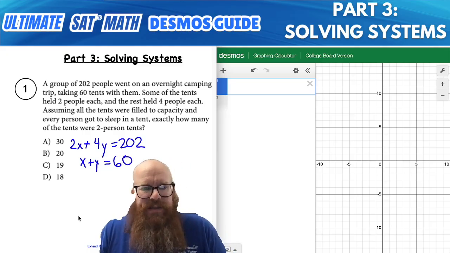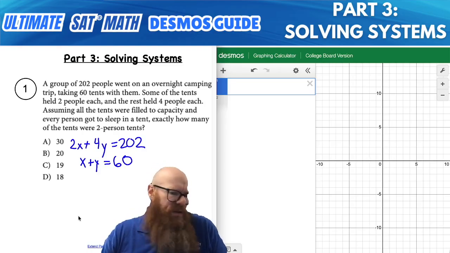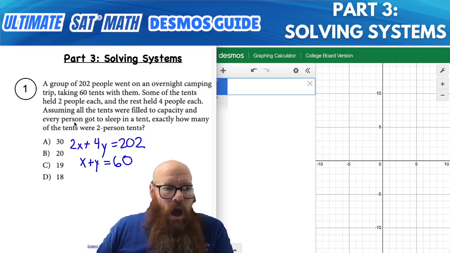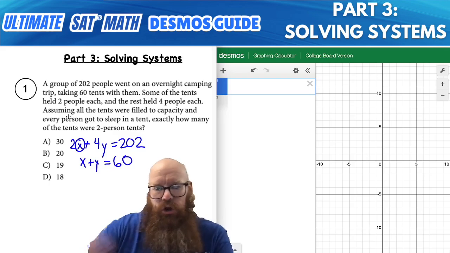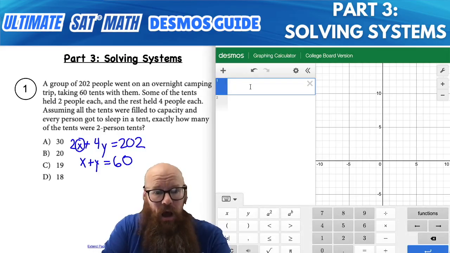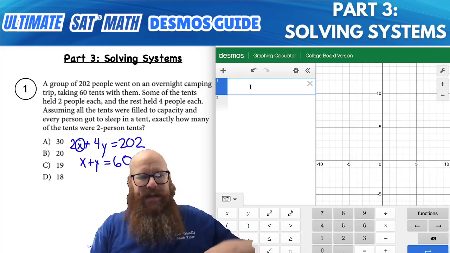So that's our system. We could solve this by hand, but I think it's easiest to use Desmos. And know what we're looking for: exactly how many 2-person tents there are. Well, the 2-person tents is X. So we're just going to graph this in Desmos, and find the intersection of the 2 lines, and the X coordinate of that is our answer.